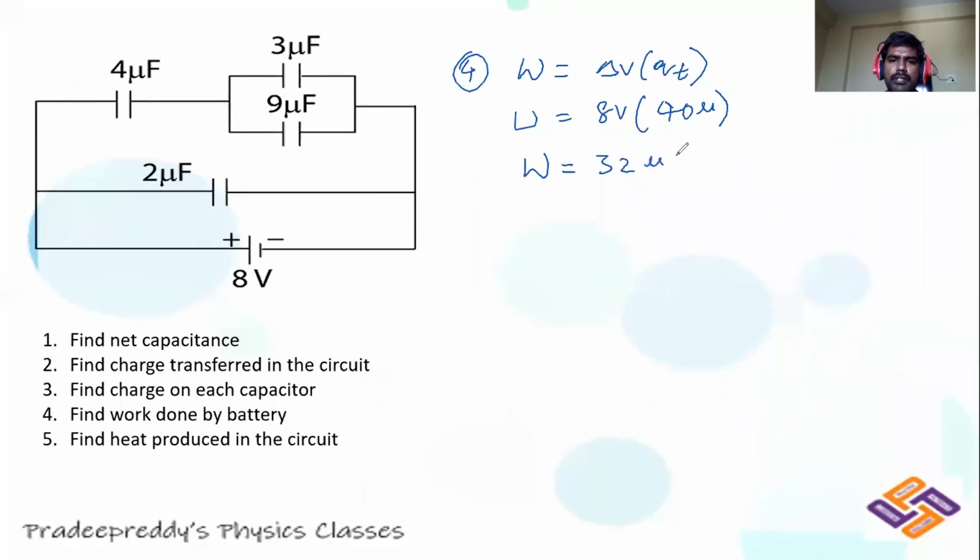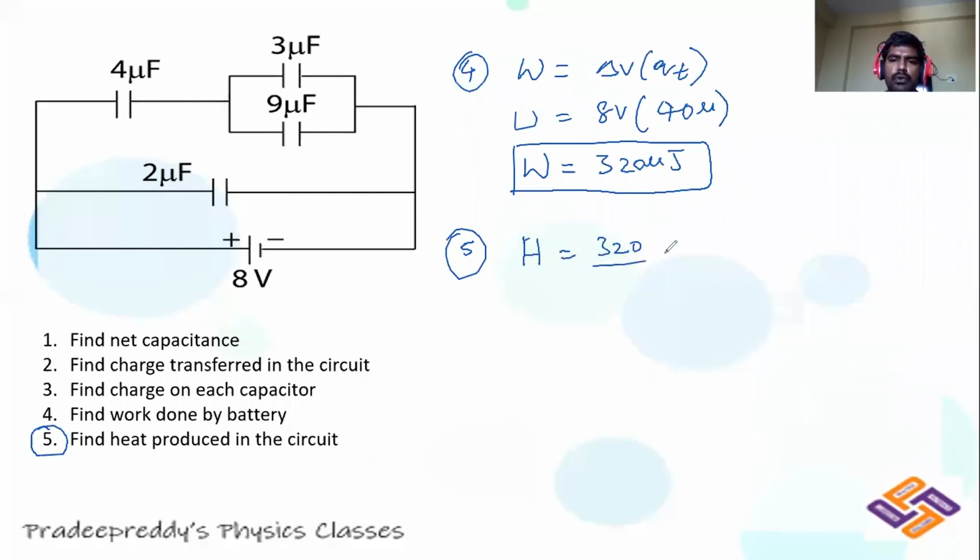microjoule. This is work done by the battery. Work done by the battery is 320 microjoule. Next, question number 5. Find heat produced in the circuit. Obviously, I already mentioned in the previous lectures, heat produced will be half of the work done, that is 320 divided by 2 microjoule.